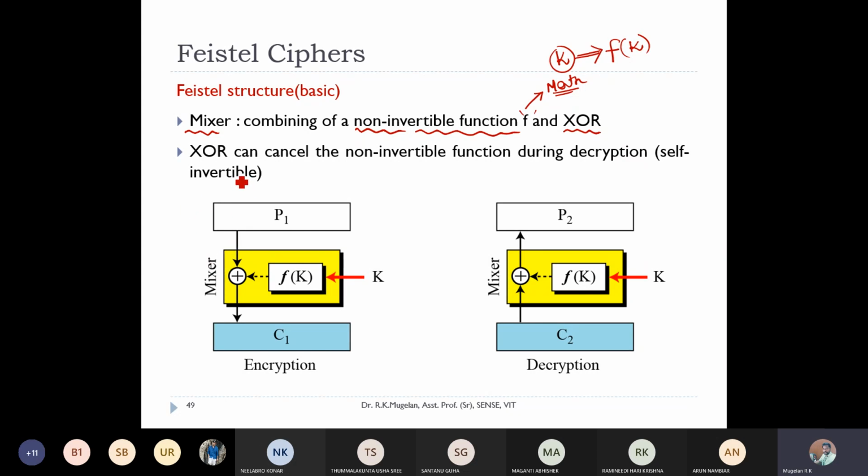As I said, XOR will cancel the non-invertible function during the decryption process. We will see how it is going to do. It's showing that f is a non-invertible function. Being a XOR is going to be appended along with this non-invertible function, it is going to remove that non-invertible property.